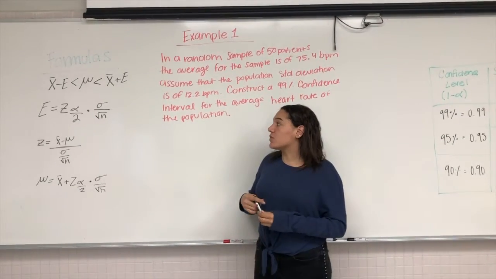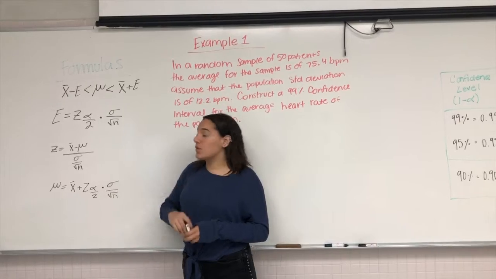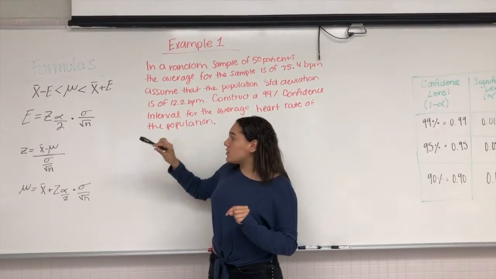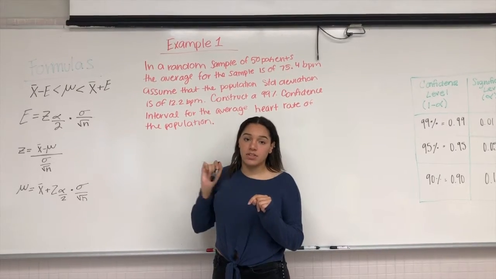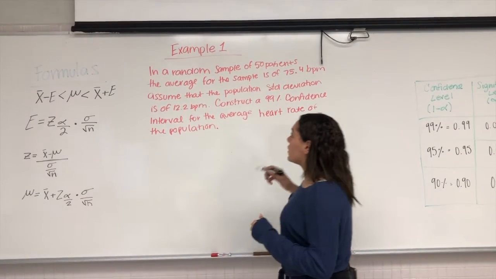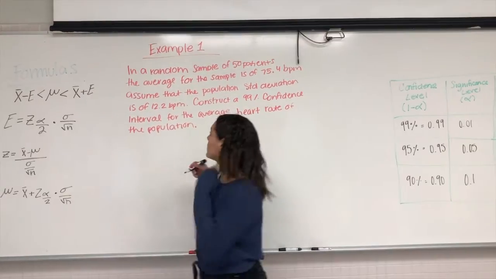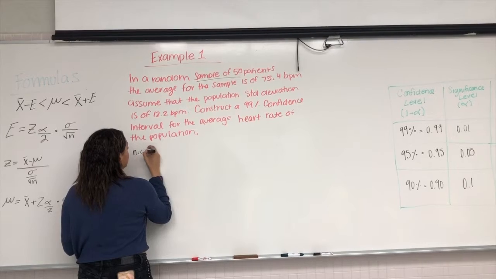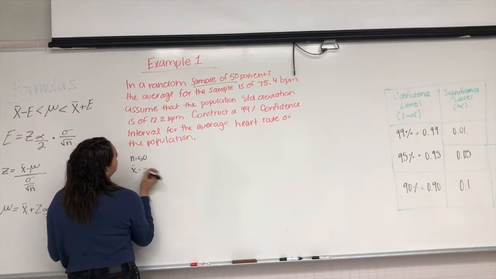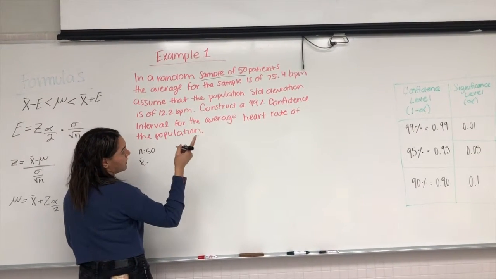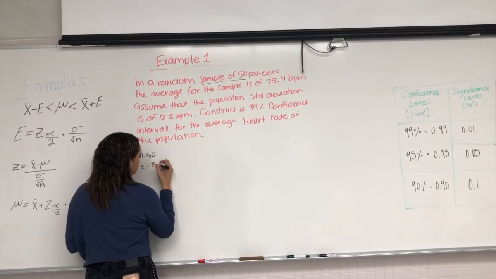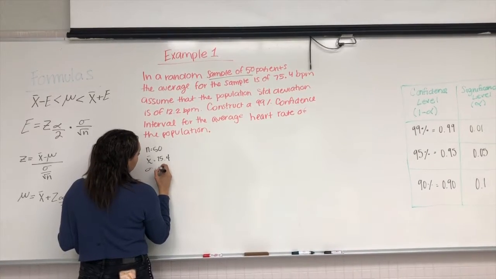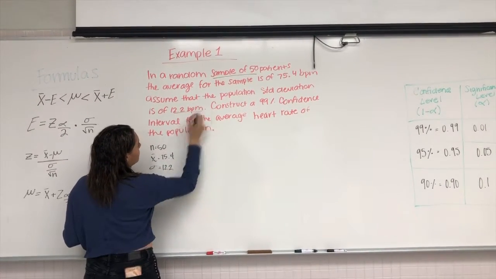To find our critical intervals, we have to subtract the E from the x bar. And to find our E, we have to multiply our critical C times the standard deviation over the square root of our sample size. So what we're going to do first is arrange the data the problem is giving us. As we can see, our problem is giving us the sample, which is 50 patients, and our x bar is going to be the average from the sample, which is 75.4. And our standard deviation is going to be 12.2 bpm.